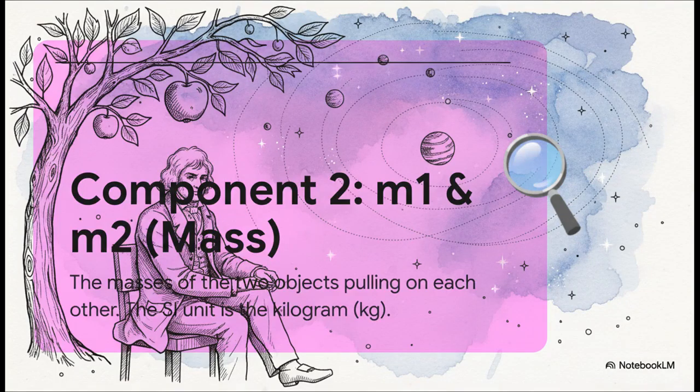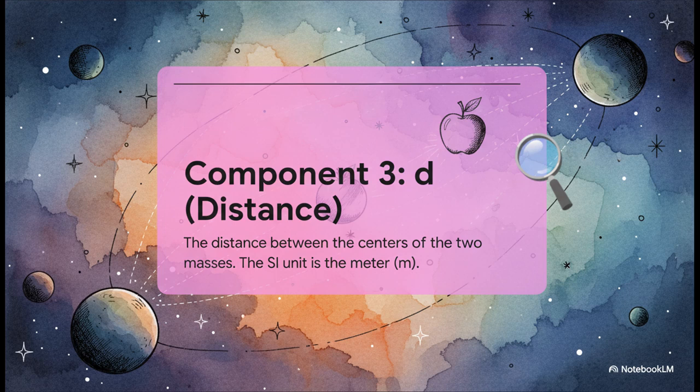Then you've got M1 and M2. These are just the masses of our two objects, and in the world of physics, we measure those in kilograms. And D is the distance between them, measured in meters. But here's a really important detail. You don't measure it from their surfaces. You have to measure it from their centers of mass, basically the average position of all the stuff that makes them up.